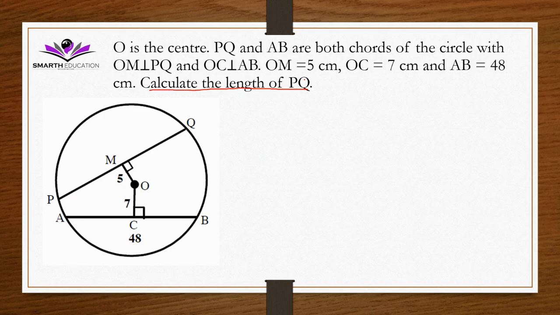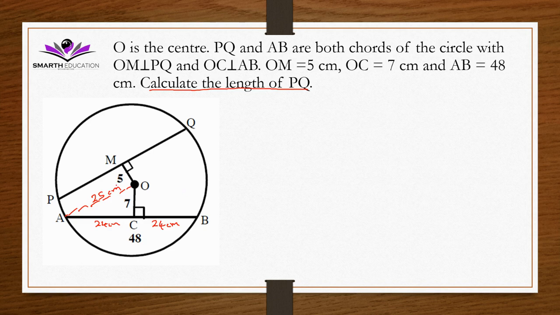PQ and AB are both the chords of the circle with OM perpendicular to PQ and OC perpendicular to AB. OM is 5 centimeters, OC is 7 centimeters, and AB is 48 centimeters. Check that because the units are on the other side. And then calculate the length of PQ. So now we got our OA, which was 25 centimeters. Then here with 24 centimeters, here with 24 centimeters.